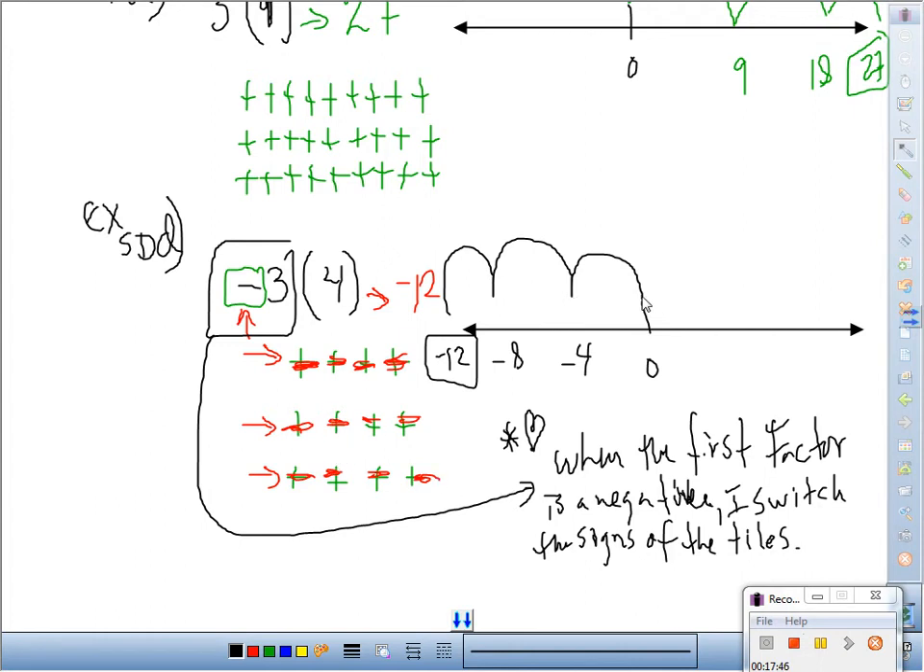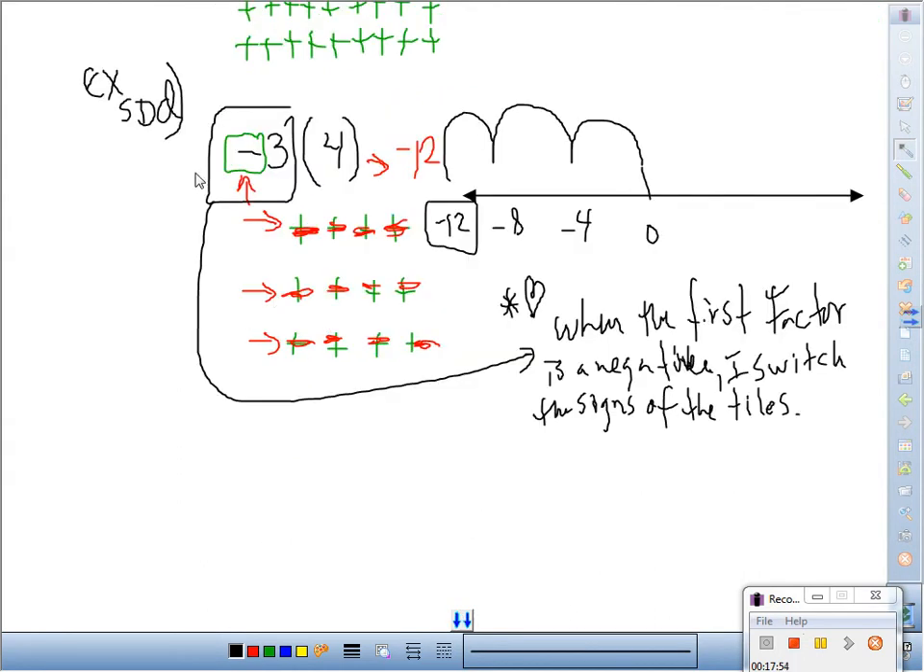How about on the number line? What do we do when the first factor is a negative? You switch to what? No, on the number line. You switch the direction. Yeah. So on the number line, I switch direction.